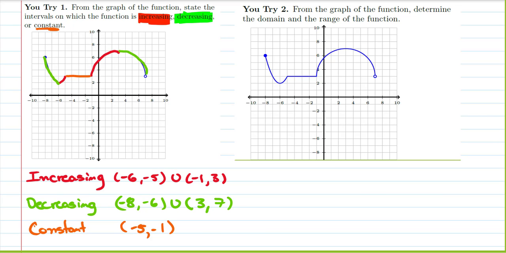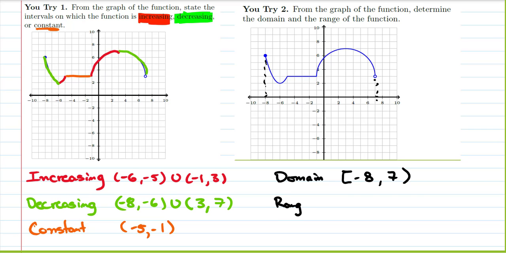And now we want to determine the domain and range for our graph. So our domain is going to be our smallest x to our largest x. So our smallest x value occurs right here and is going to be from -8, and we have a filled in dot, so it's included, to our largest x, which is up here, which is going to be 7, but it's a hollow dot, so it's not included, so it gets a rounded parenthesis.